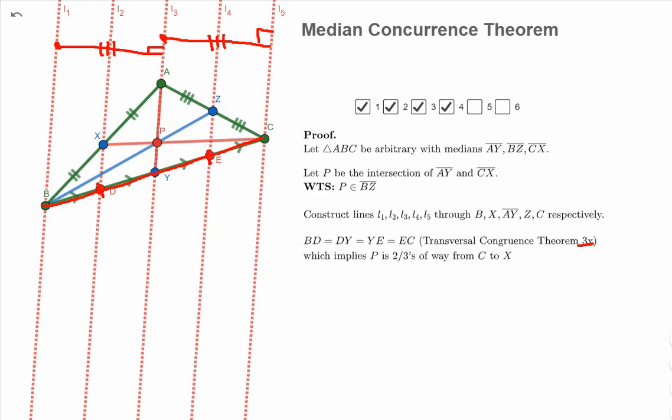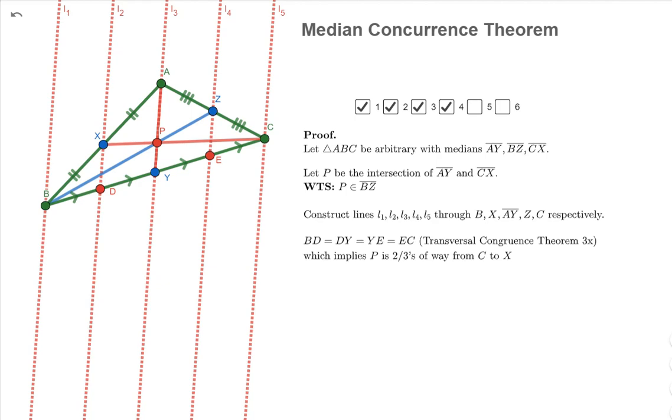You actually have to apply it 3 times: once for side AB, once for side AC, and once for side BC. So now I know that these lengths are the same. If those lengths are the same, then all of these segments have the same length. But I have to actually apply the congruence theorem 3 times, and once I do, I get this relationship that's shown now in the drawing.